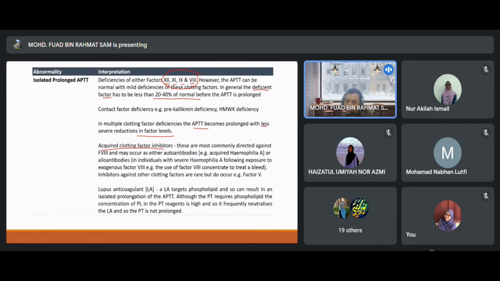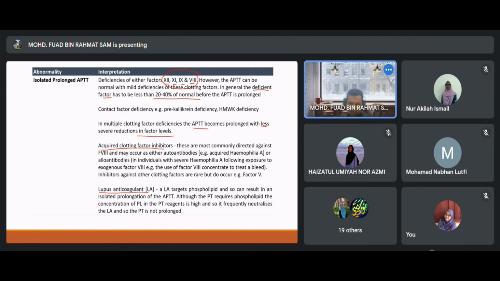And also maybe the interpretation is lupus anticoagulant. Lupus anticoagulant targets phospholipid and so can result in an isolated prolongation of the APTT. Although the PT requires phospholipid, the concentration of phospholipid in the PT reagent is high, and so it frequently neutralizes the lupus anticoagulant, and so the PT is not prolonged. Okay, so basically when there is a prolonged APTT time, it gives certain interpretations of pathological conditions.